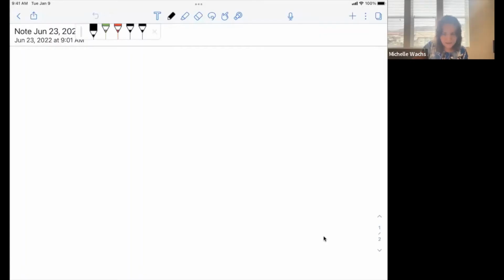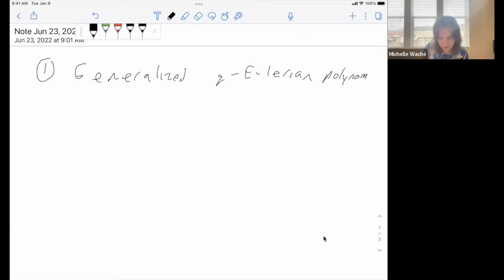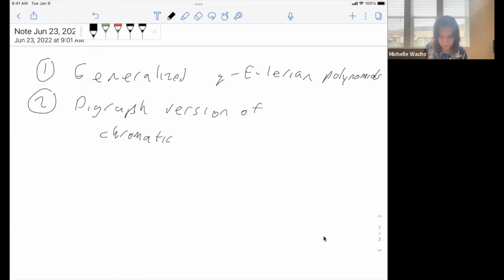So today I'm going to talk about generalized or Q-Eulerian polynomials, and a digraph version, a directed graph version, of the chromatic quasisymmetric functions.